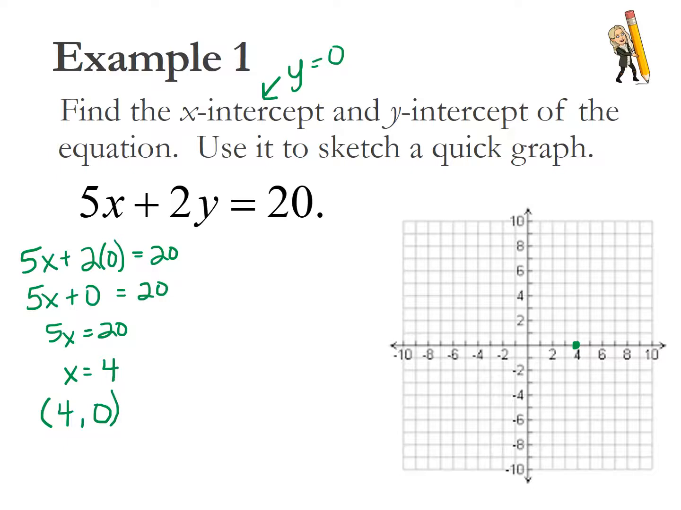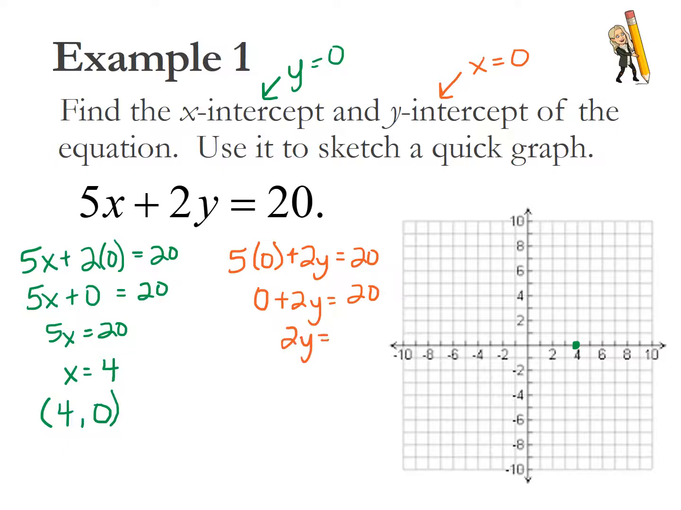Okay, in a similar way then, to solve for the y-intercept, this means x is equal to 0. So I'm going to plug in 0 for x. So 5 times 0 plus 2y equals 20. So 5 times 0 would be 0 plus 2y equals 20. 0 goes away, so I'm going to be left with 2y equals 20. Divide both sides by 2. I'm going to get y equals 10.